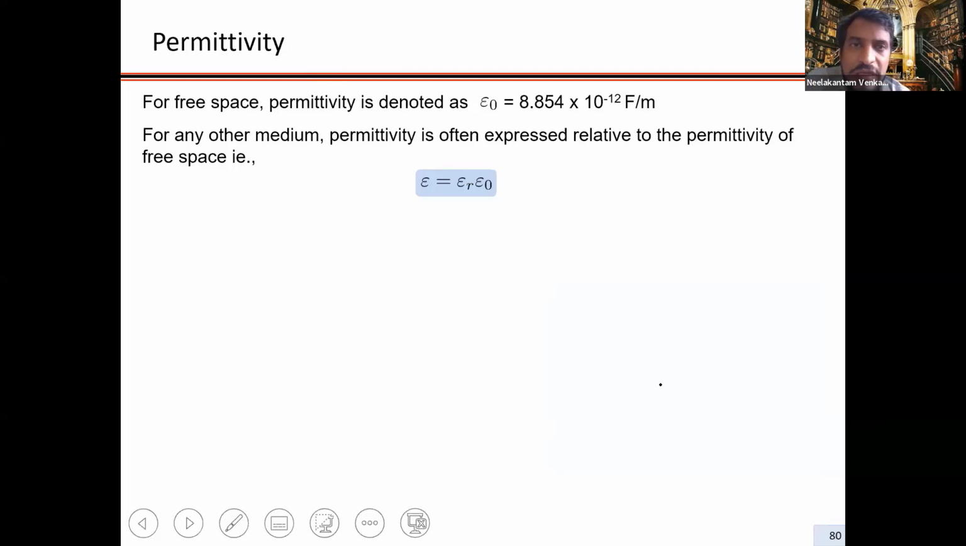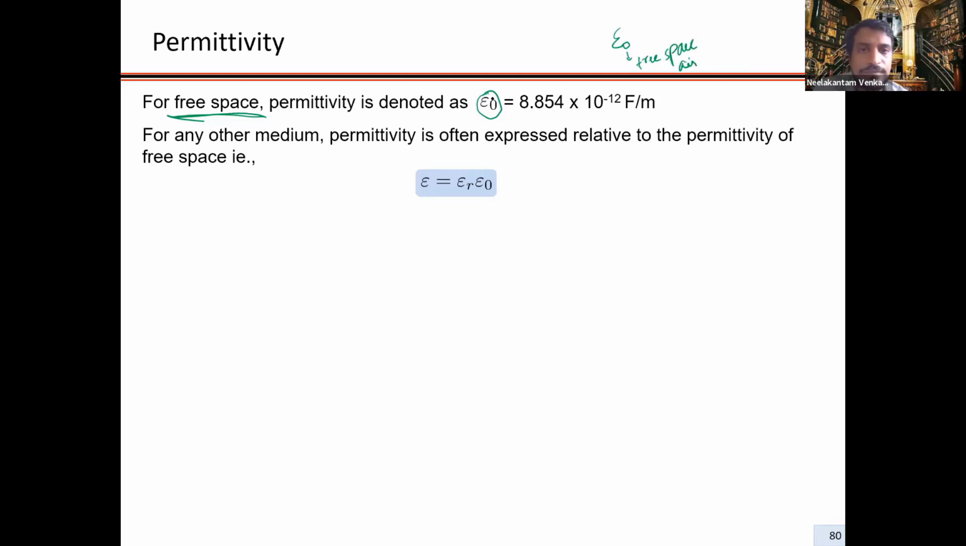Having seen epsilon as a general property of a material, we see a special material called free space or vacuum, or the air around us. That has a special permittivity symbol called epsilon zero. The zero refers to free space, the air around us. And that value is 8.854 times 10 to the power minus 12 farad per meter.